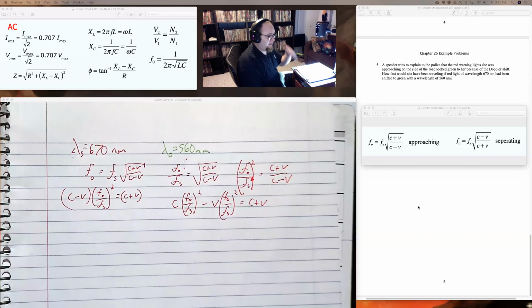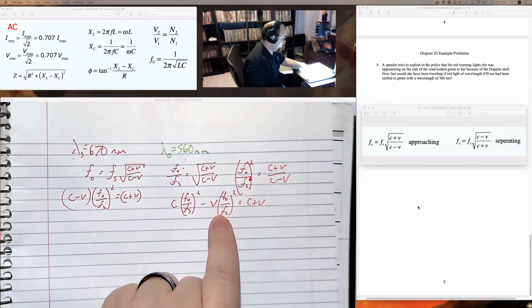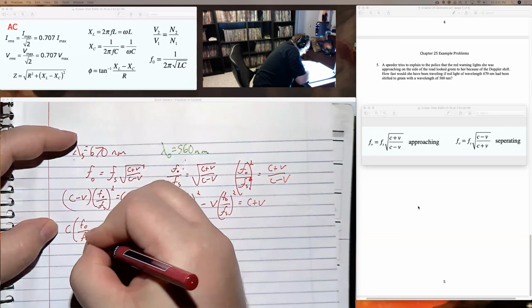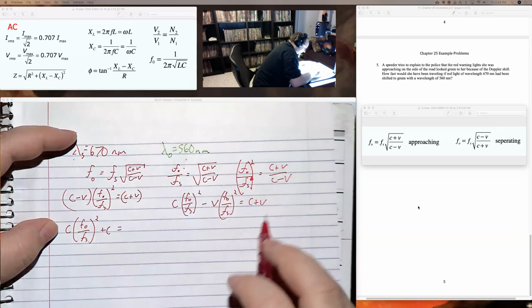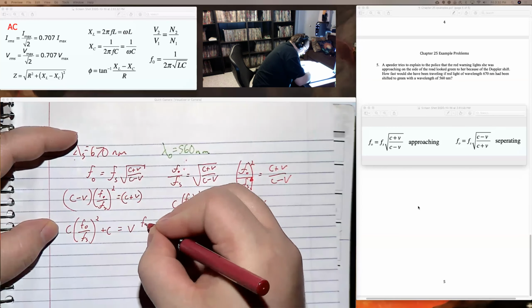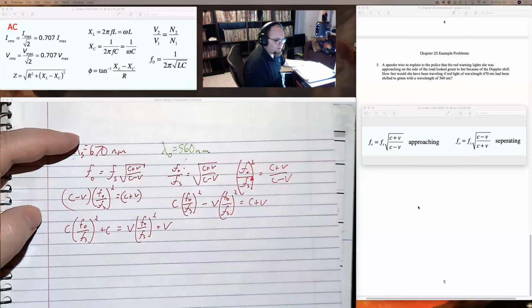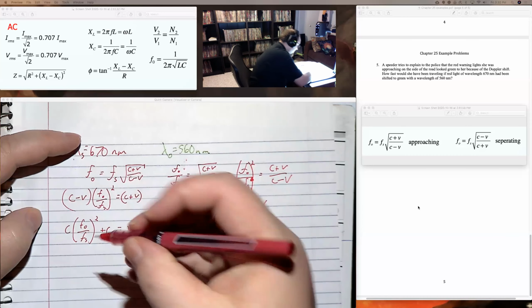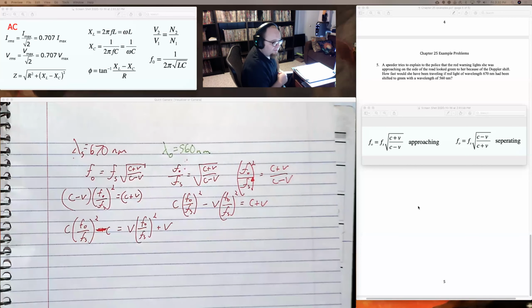And I'm going to get all my V's on the same side. So I'm going to subtract this C from both sides, and I'm going to add this V to both sides, giving me C f naught over f of s squared plus C equals, I'm adding this over, V f naught over f of s squared plus V. Make sure I didn't make a math error here yet. Nope, I subtracted that C. I did, because I subtracted the C, so it became negative.